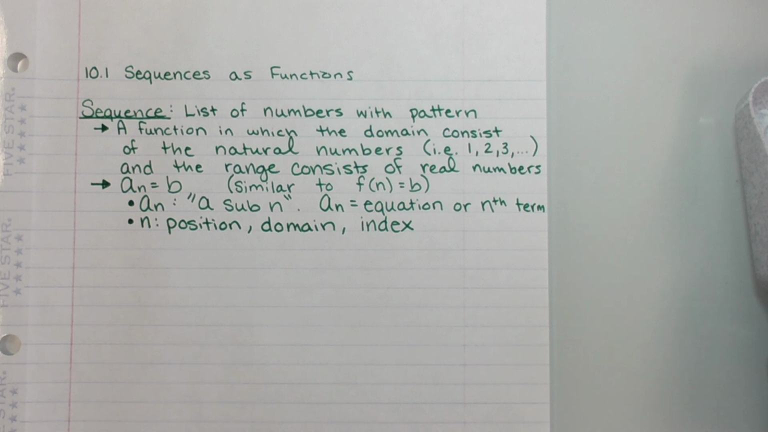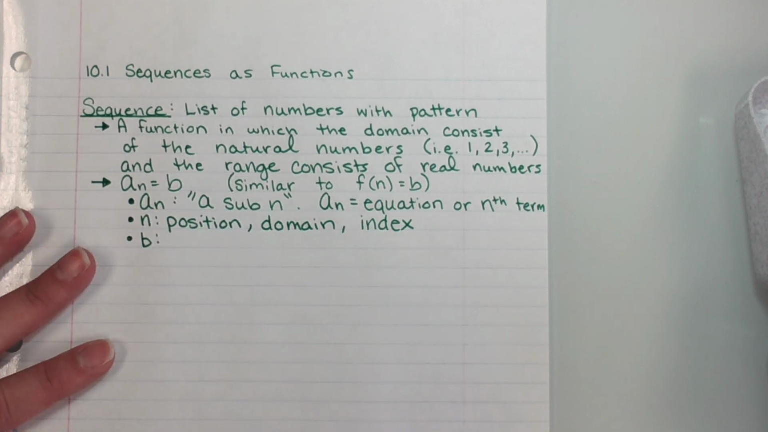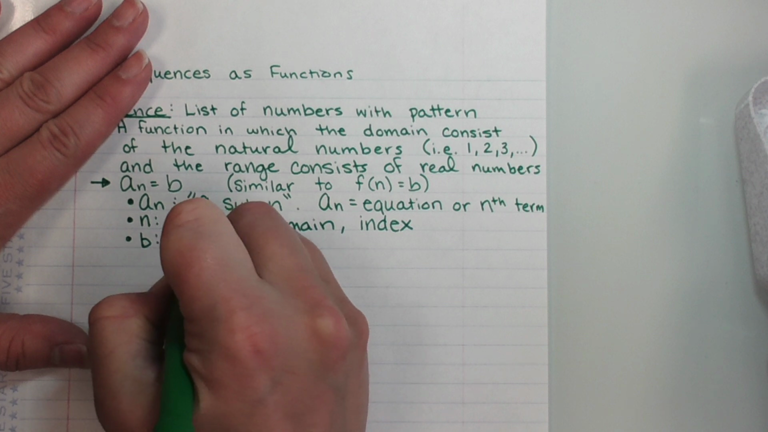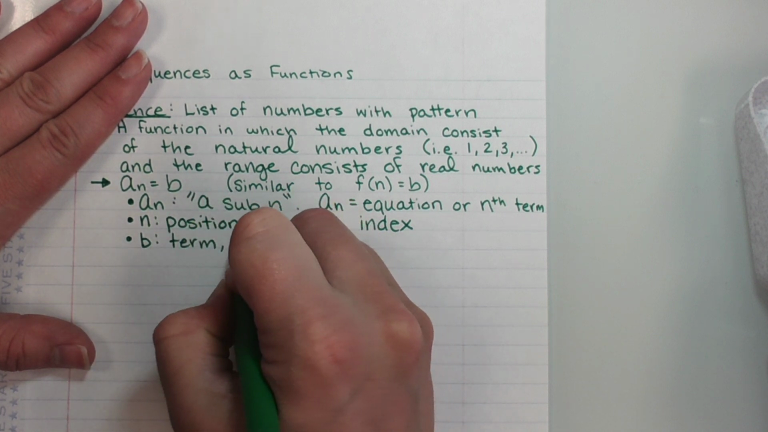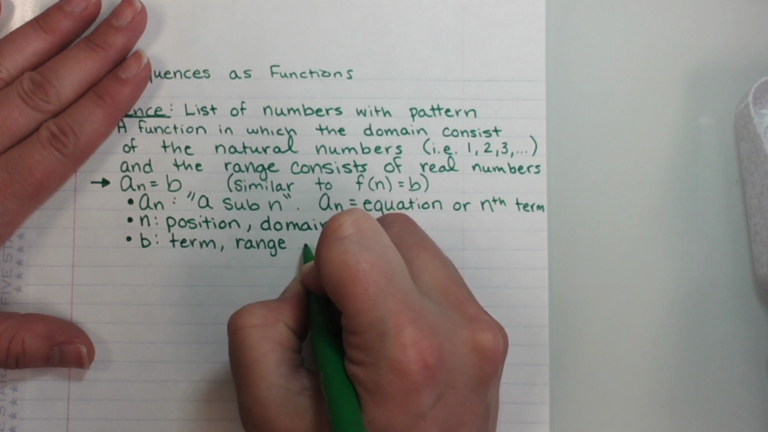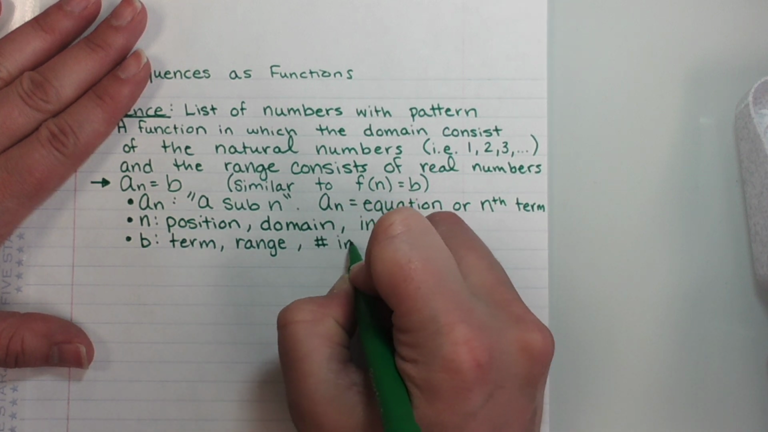So the 5th number in the list, n is 5. The 20th number in the list, n is 20. That's what that n is telling you. The b, which is just a placeholder, it's not technically b, b is just a variable meant to hold the place, and it's holding the place of the actual term. That term is going to give you those range values, and it's really just the actual number in the list.